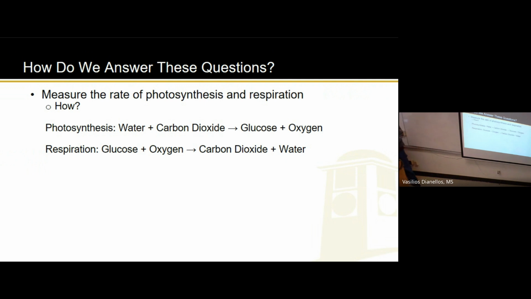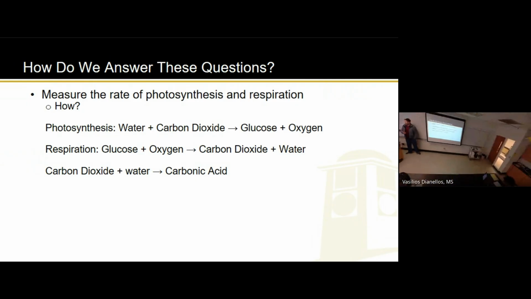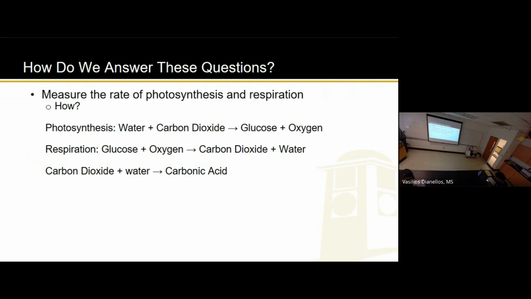And there is a way we can measure some of those. Here's a little background information. You're going to need to know this for the pre-lab questions. But a little something you might not know is that when you mix carbon dioxide and water, it produces something called carbonic acid.